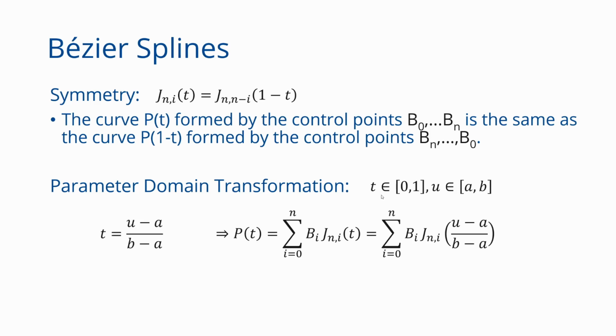You can also change the domain of the parameters. So suppose that, instead of taking t from 0 to 1, you want another parameter that goes from a to b. Simply substitute t is equal to u minus a by b minus a. If you substitute this, now you can plug in values of u from this range and you will still get the Bezier curve. So this is known as a parameter domain transformation.